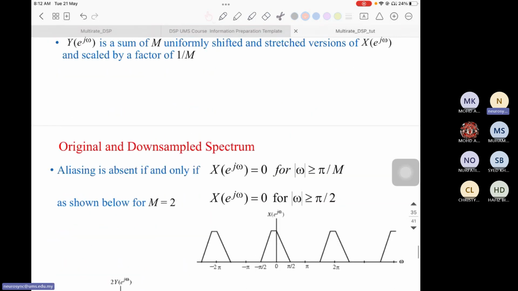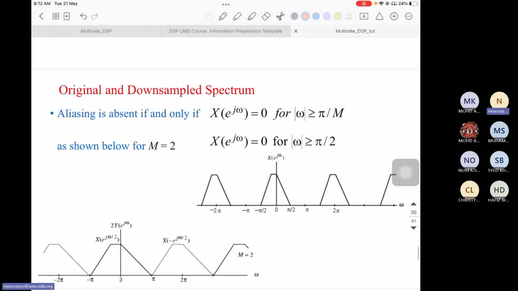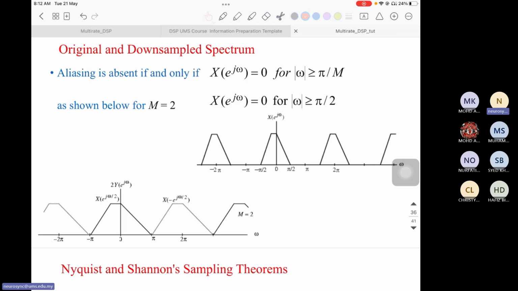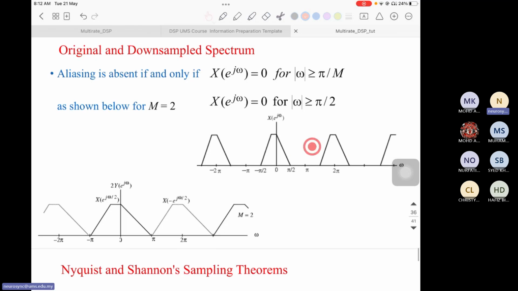So the upsampler is quite straightforward. Downsampling is a little bit complicated because we are changing the sequence here. Instead of x[n], we are writing x[Mn]. So this is the original given sequence.